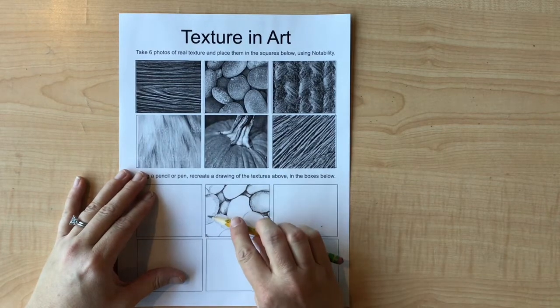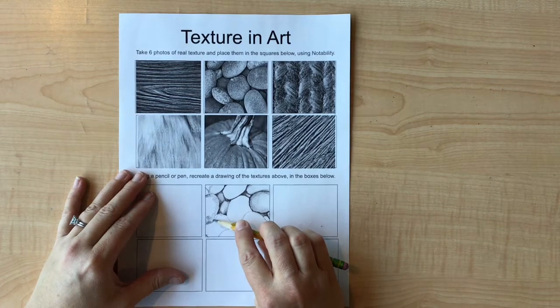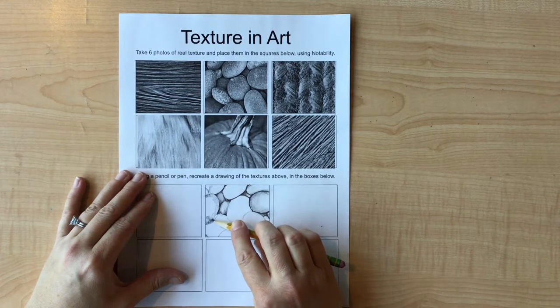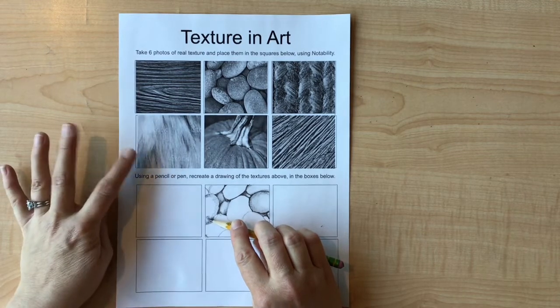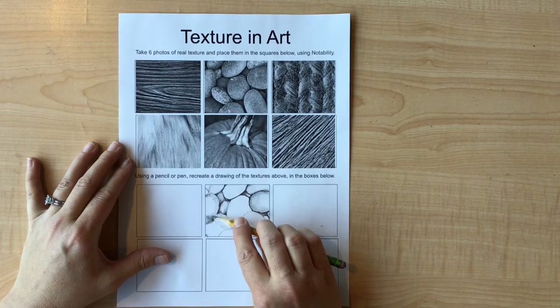So if I do it this direction and I do little tiny circles, that's going to give me much more of that rock texture feel that I'm looking for in this one, as opposed to if we were doing the feathers or fur, like over here, then it's going to want to be more of that zigzaggy type line.